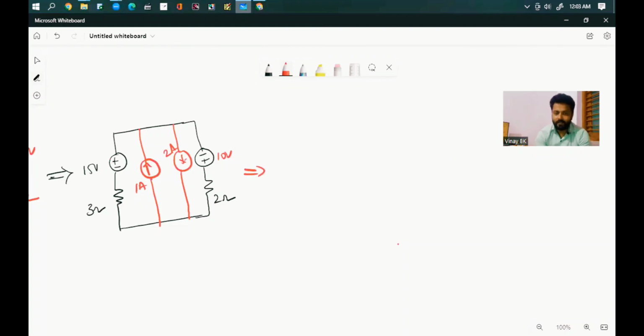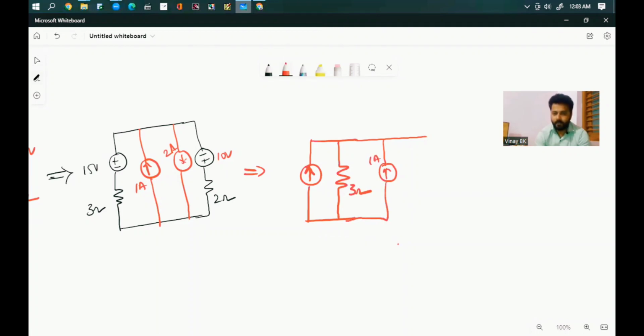Then the circuit will be like this. What is the direction of current? Minus to plus. Minus is the lower end, plus is the upper end, like this. This current source is connected in parallel with the same value of resistance, that is the 3 ohm resistor, and again we'll have 1 ampere upward, then 2 amperes downward.